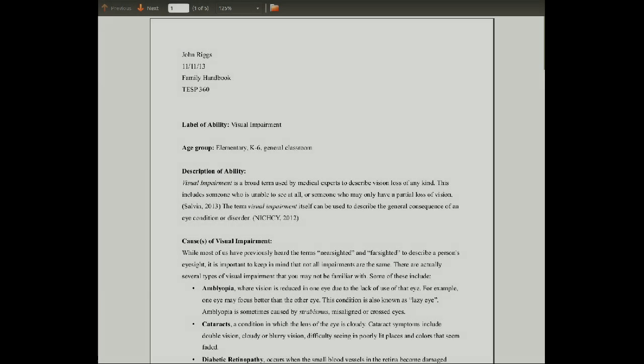Hi, this is John Riggs, and I am here to bring to you my findings on visual impairment for children in upper elementary grades.